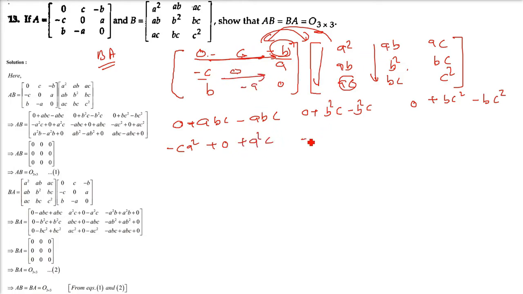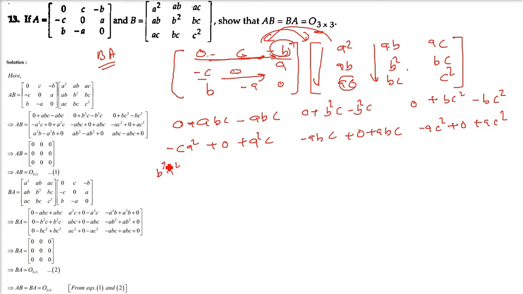The second row with the second column. Minus ABC plus 0 plus ABC. Now second row with the third column. Minus AC square plus 0 plus AC square. Now the third row with all these 3 columns.